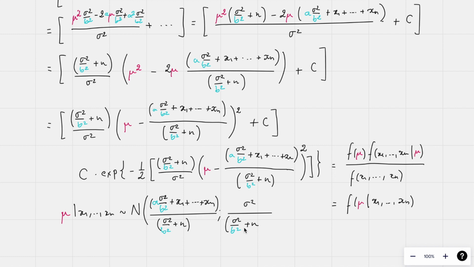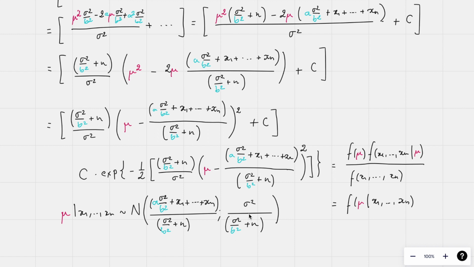And so this is the final conclusion, that after we have observed x1 to xn, the distribution of mu is still Gaussian, but the expected value has changed. It was initially a when we had just the prior distribution. It used to be just a, and now this is a very much updated term which looks like this, and the standard deviation used to be b, and now again this is a very much updated term which looks like that.